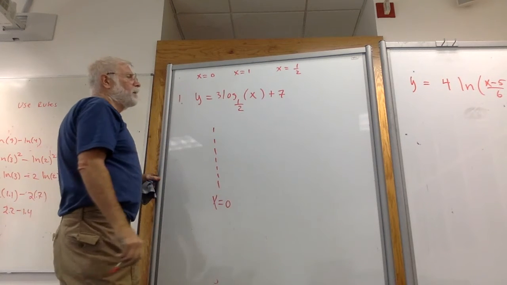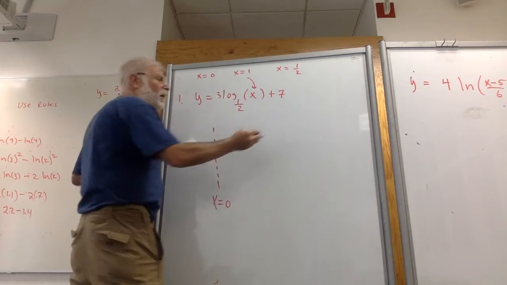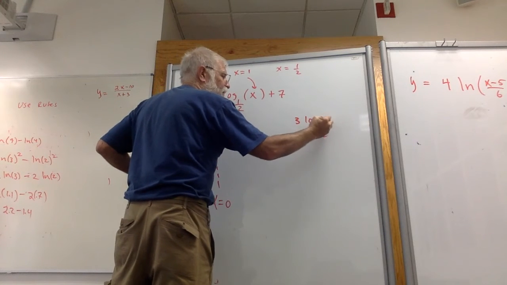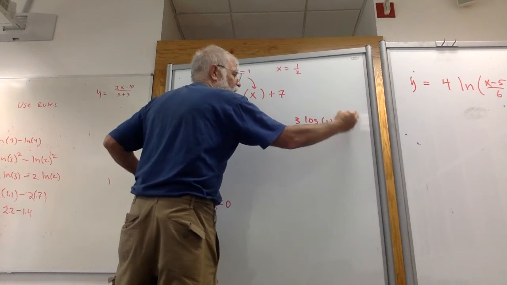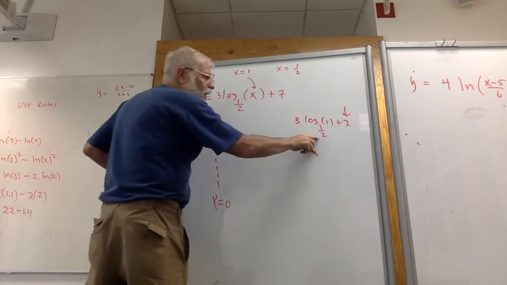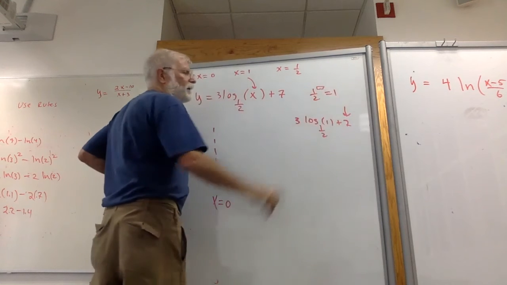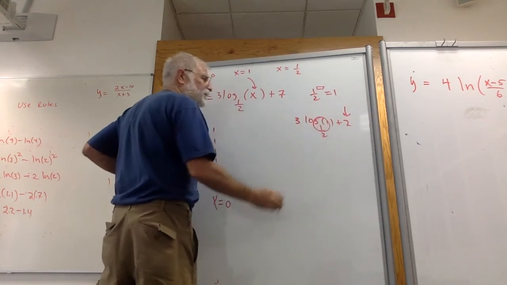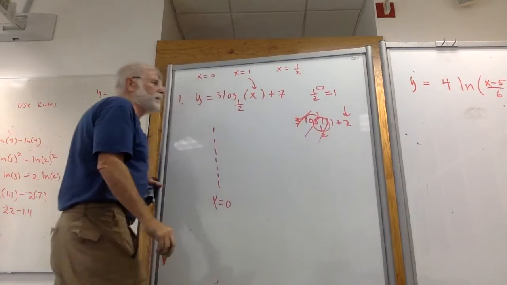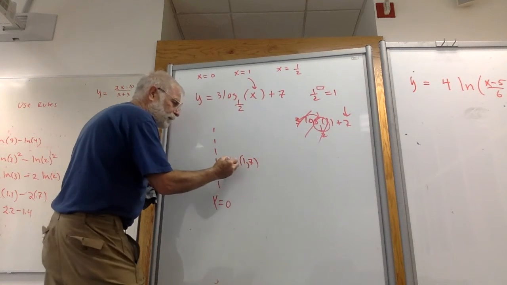What makes it 1? All right, so I've got to be able to do 3 log base 1/2 of 1, plus 7. And I hope you know that you get 7 without even thinking. What do you put on top of a half to get 1? 0. If this is 0, 0 times 3 is 0, and you get 7. So 1 gets you 7. I'll put that right there.